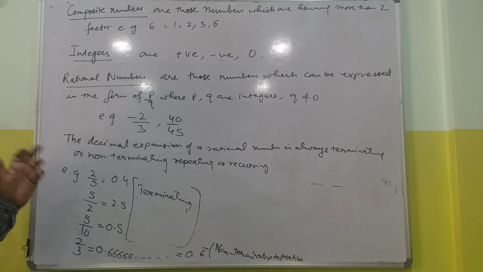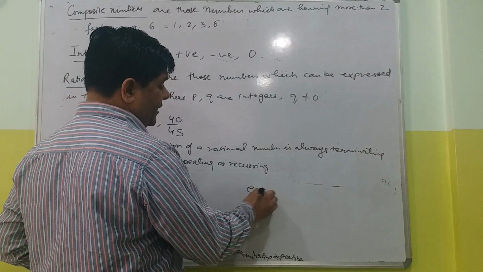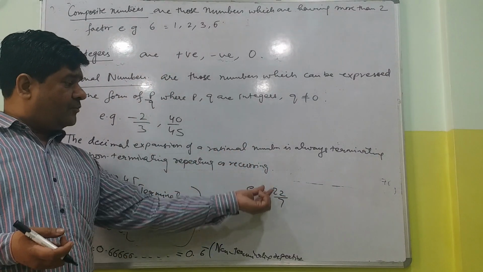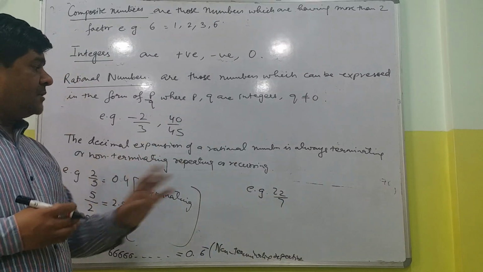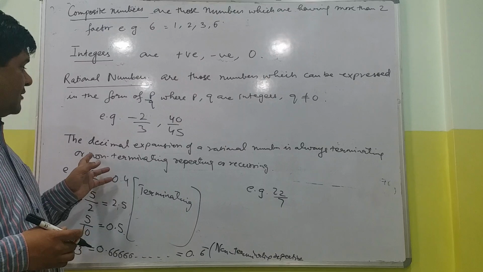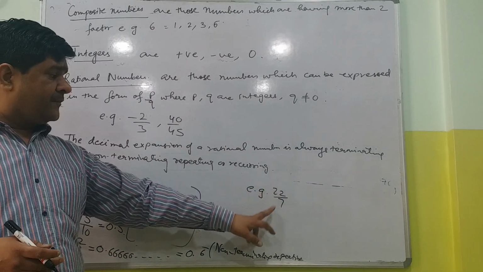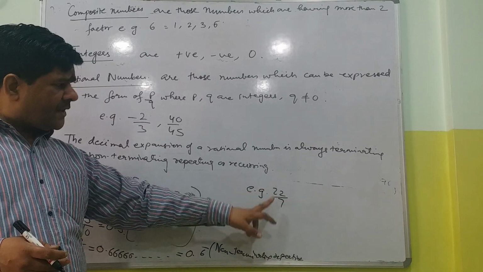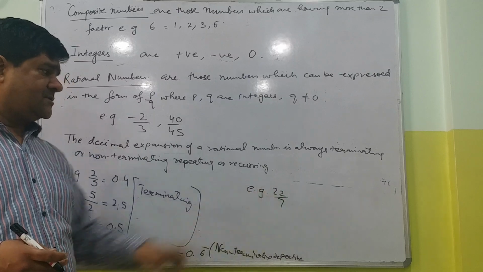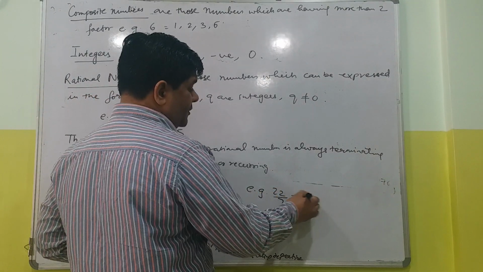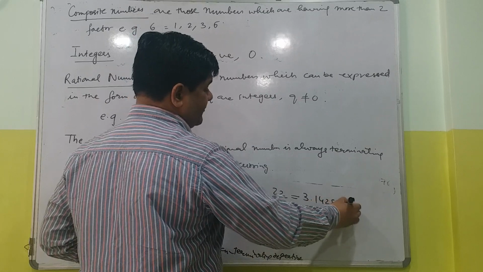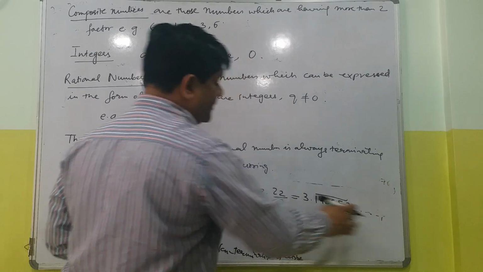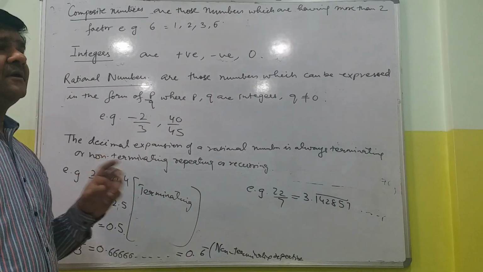Sometimes people ask whether 22 by 7 is a rational or irrational number, though it is the value of pi. 22 by 7 is always a rational number because it follows our conditions of a rational number. Here the denominator is not 0, and 22 and 7 are integers. If you divide them, you will get 3.142857, 142857. It means the decimal expansion is non-terminating repeating. So 22 by 7 is a rational number.